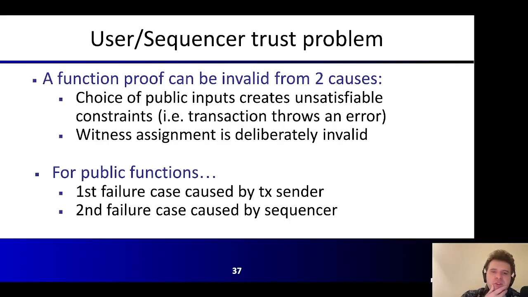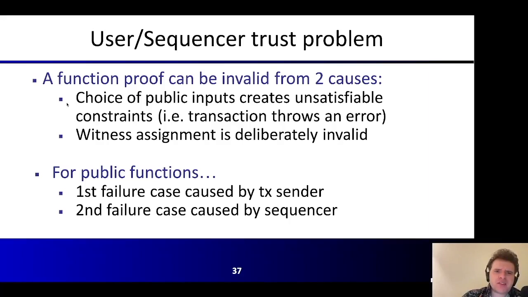You have a trust problem between the users and the sequencers, because if we cast our mind back to the private kernel circuit and the private functions, the way I described them was that private functions are going to be defined in some kind of high-level programming language like Noir. They get compiled down to ZK circuits, and so a contract's private function is represented by verification keys. The idea here being that if the private function call is valid, the user will be able to generate a valid proof of that function call.